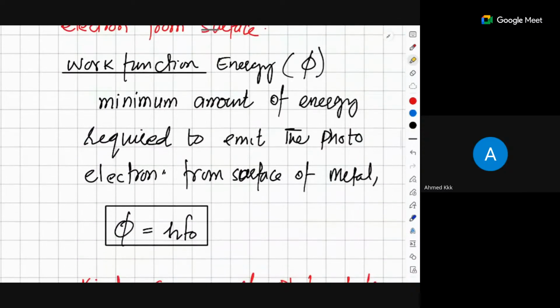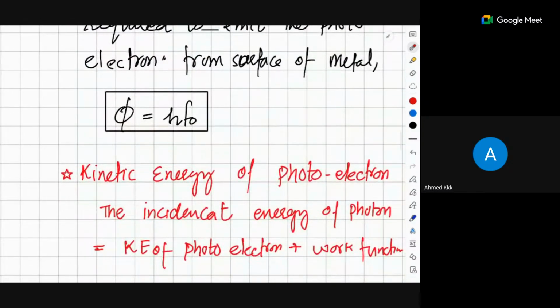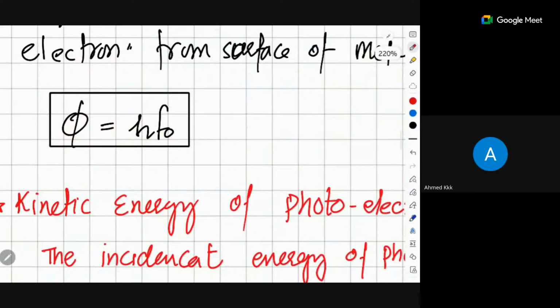Then work function energy is another term, you have to recall this please, and you have to manage this also. Work function is represented by phi, and its unit is joule. This is the energy corresponding to that threshold frequency. As I told you, the photons have threshold frequency, and the formula E equals hf is the foundation formula of your quantum mechanics or quantum physics.